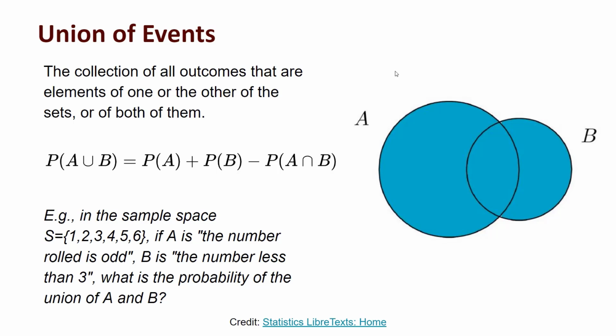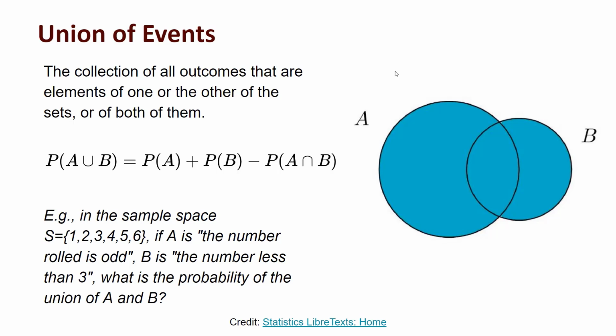So here comes another possible scenario called a union of events, which means the collection of all outcomes that are elements of one or the other of the sets, or both of them. If you do A union B, it will be simply P(A) plus P(B) minus P(A and B), right? So if you look at the total area, it's simply A plus B minus whatever is in between A and B.